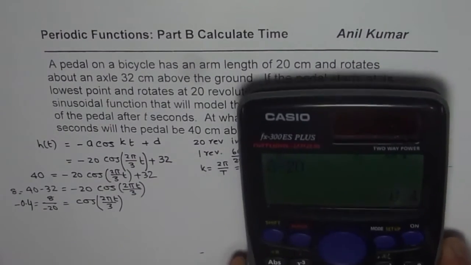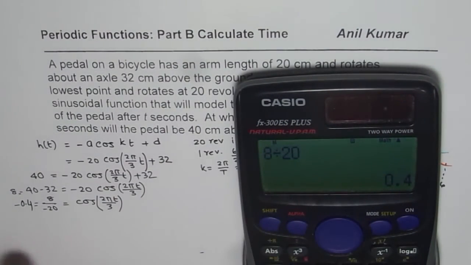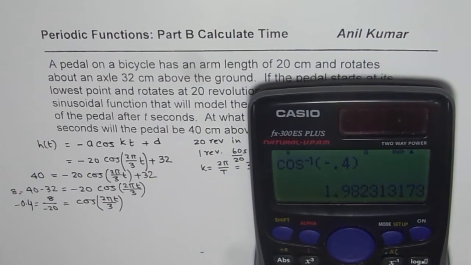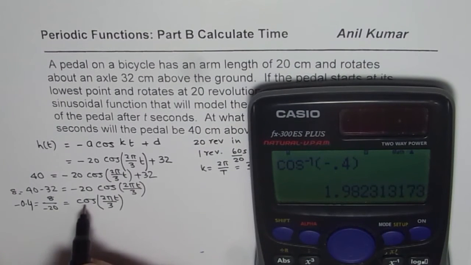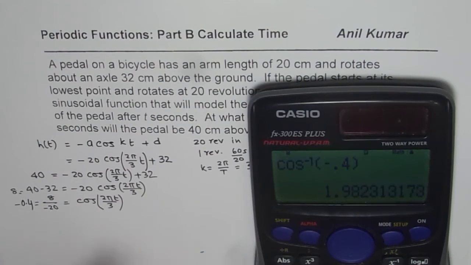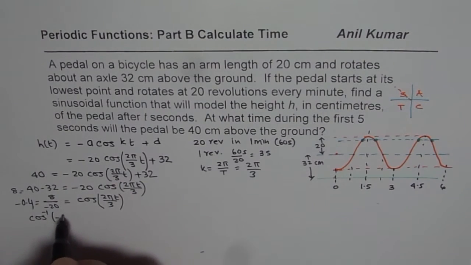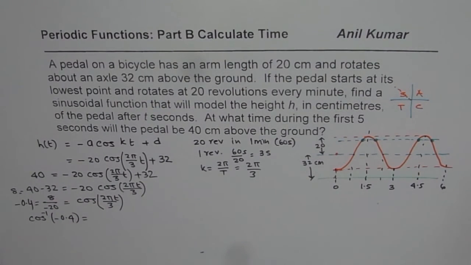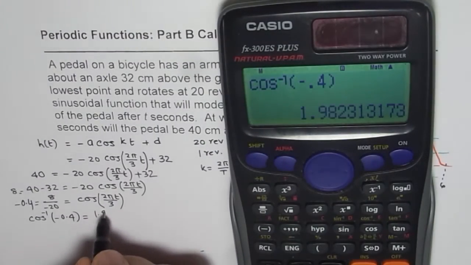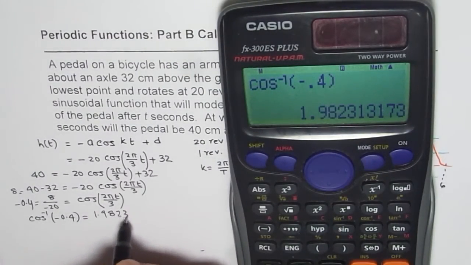So what we will do now is we'll do cos inverse of 0.4 minus. So we'll do shift cos inverse of minus 0.4 equals to, we get 1.98. So that is the value we get, 1.98. So let me write down cos inverse of this. I think I can squeeze it in. So cos inverse of minus 0.4 is equals to 1.9823. Let's take 4 decimal places.